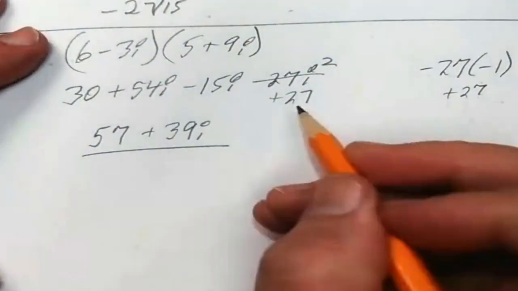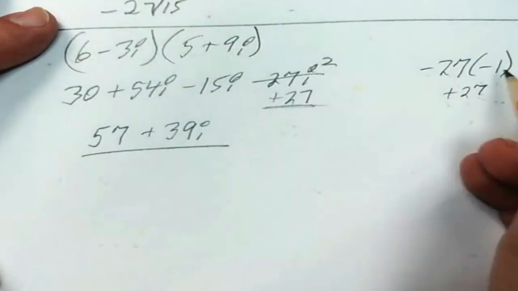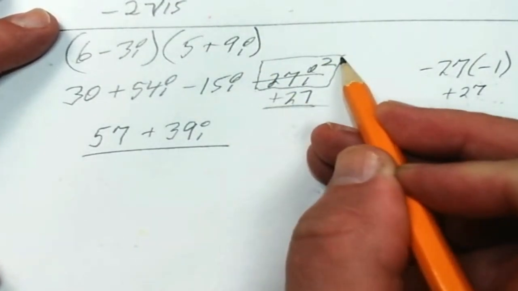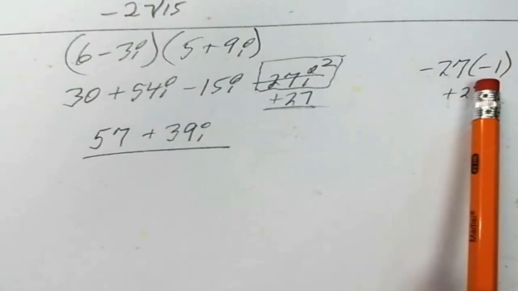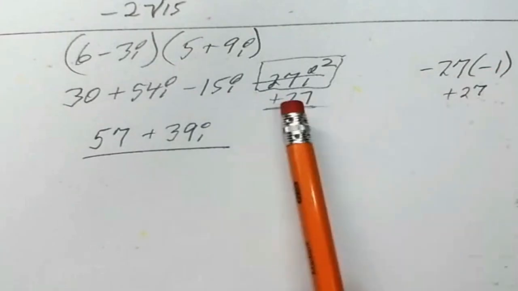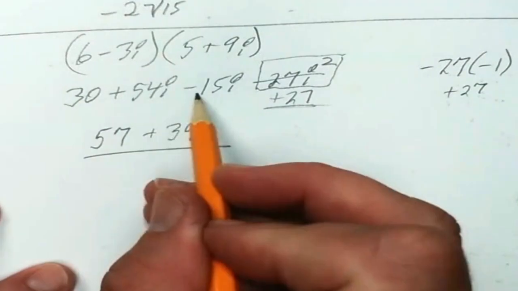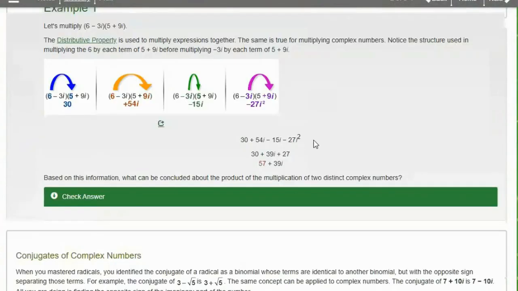This is the only tricky part. You got to make sure at the end that this i squared is converted to a negative 1, because this is a real number. This is not an imaginary number, because i squared equals the very real number negative 1. So this becomes part of the real number answer. The only imaginary parts left are these two. And they'll show the same thing. Negative 27i squared becomes plus 27. So our answer is 57 plus 39i.